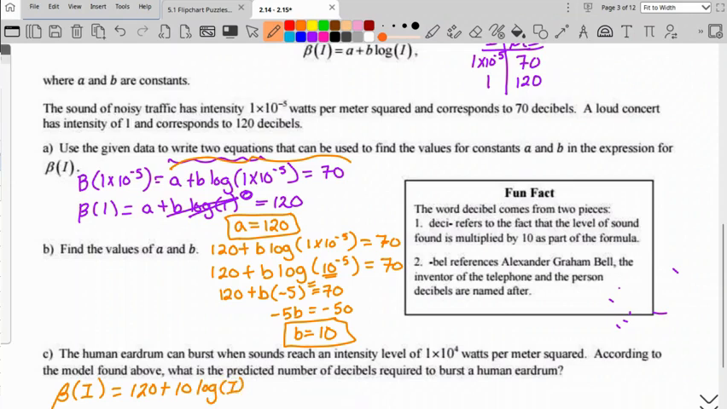Give me just 1 second. I can check my phone for you in just a second.